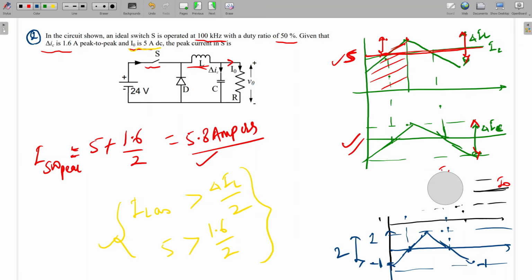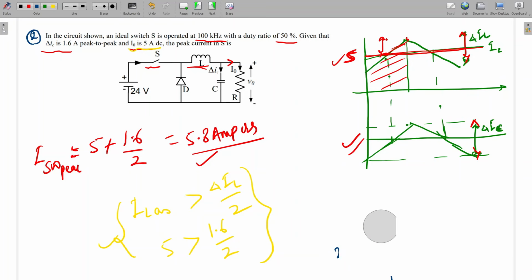Like this, you have to analyze the waveforms. This is a 2 marks question. You can write the solution in just one line. So, moving to the next question.